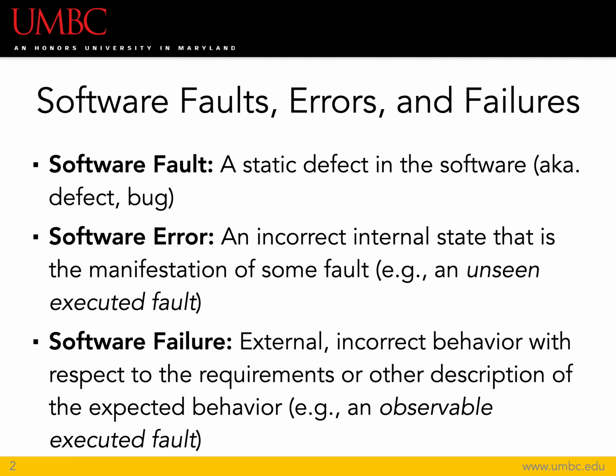So you can kind of think of these as progressively more insidious or problematic. The fault is just an underlying defect. The error is a defect that has actually resulted in running problems in the state, but you may not be able to see those on the outside. And then finally, a failure is once you can start seeing this stuff from the outside of the software system.